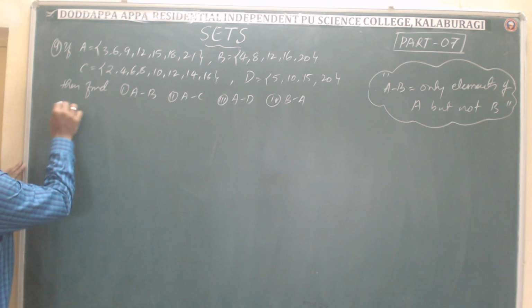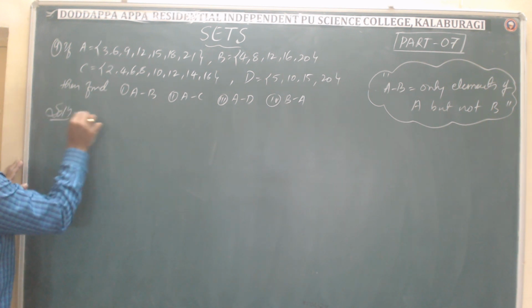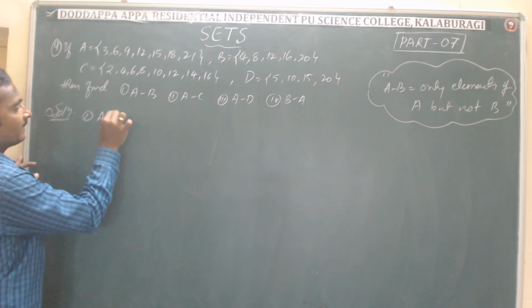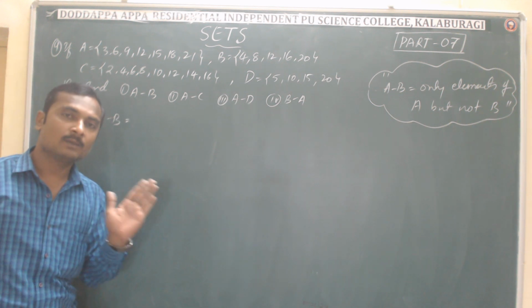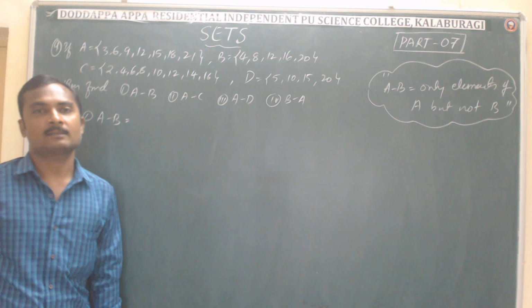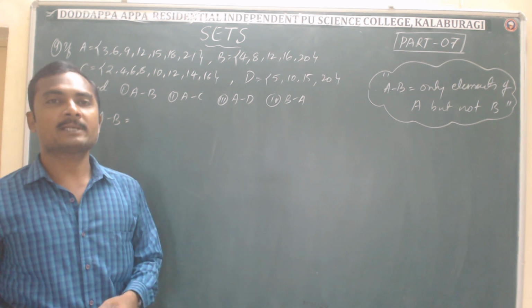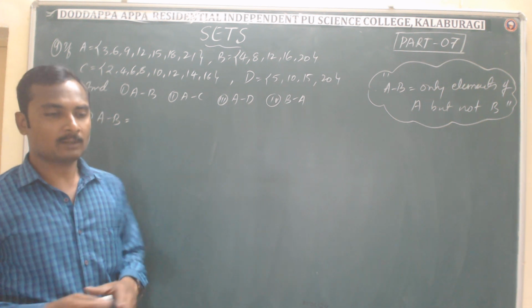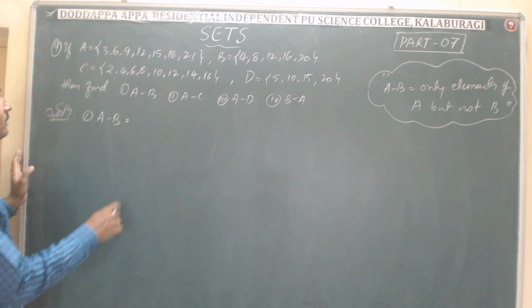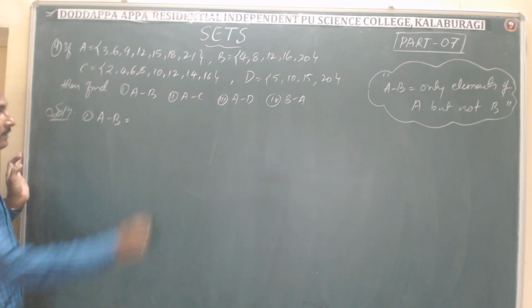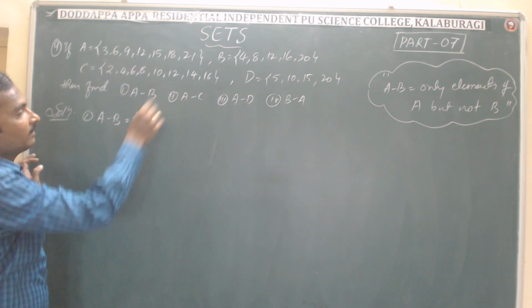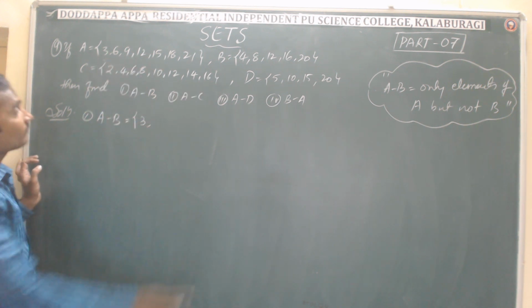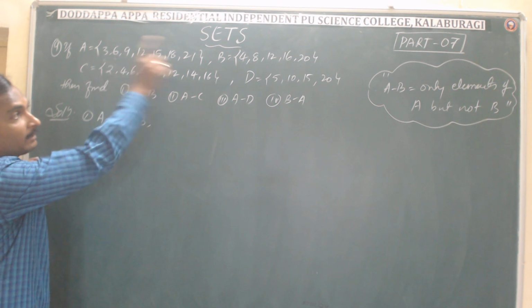Solution. First one, A minus B. Let us choose the elements of the set A which are present in the set A but not in the set B. The elements which are only present in the set A but not in B, we must choose, right? So let us see what such elements are. You can see that 3 is present in the set A but not in B. So 3 is an element of A minus B. 6 is an element of A but not B.